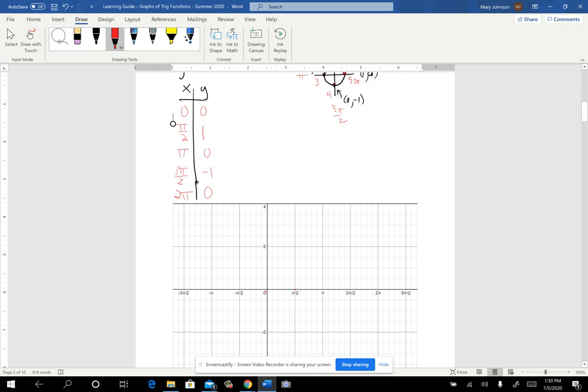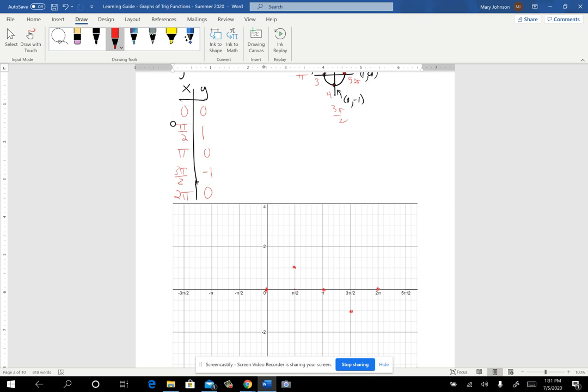So we're going to talk about one of the essential properties of all trig functions. All right, so first let's get those plotted. So here's 0, 0. Here would be pi over 2, 1, pi 0, 3 pi over 2, -1, and then 2 pi 0. Now, one of the key features of trig functions in general is that they're what we call periodic. So they continue on and on in both directions following a similar pattern.